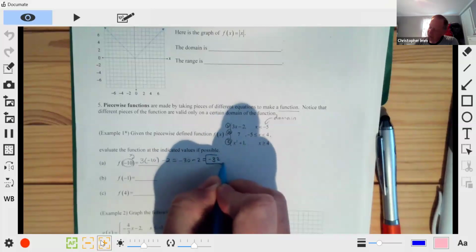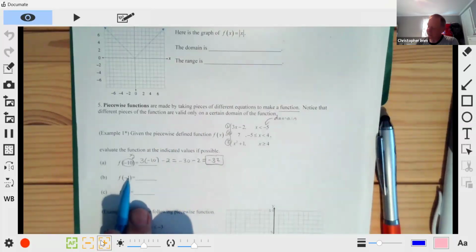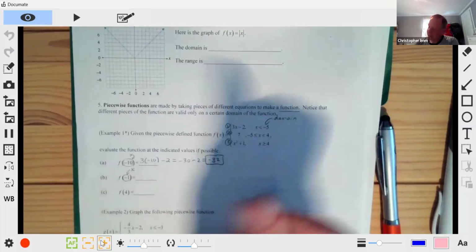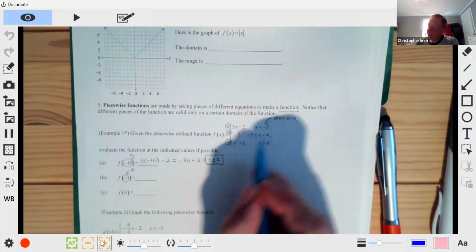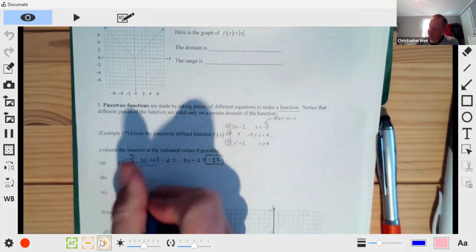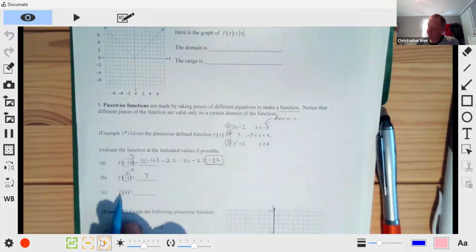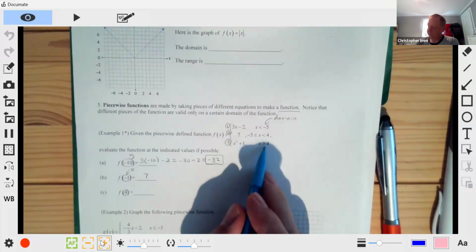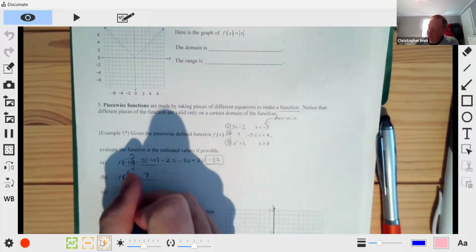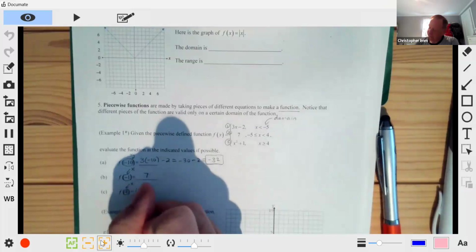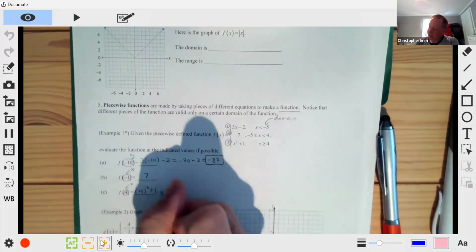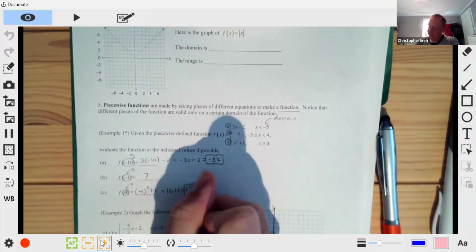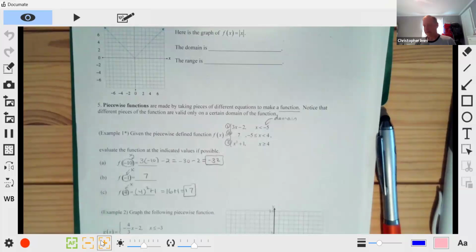And then the second one, good. Since -1 is between -5 and 4, we would get the second function, which is a constant of 7. And then 4 is going to be greater than or equal to 4, so we would use that third function. Good. So we would have 4 squared plus 1. 16 plus 1 is 17. Okay, so that's good that you're able to evaluate those functions.